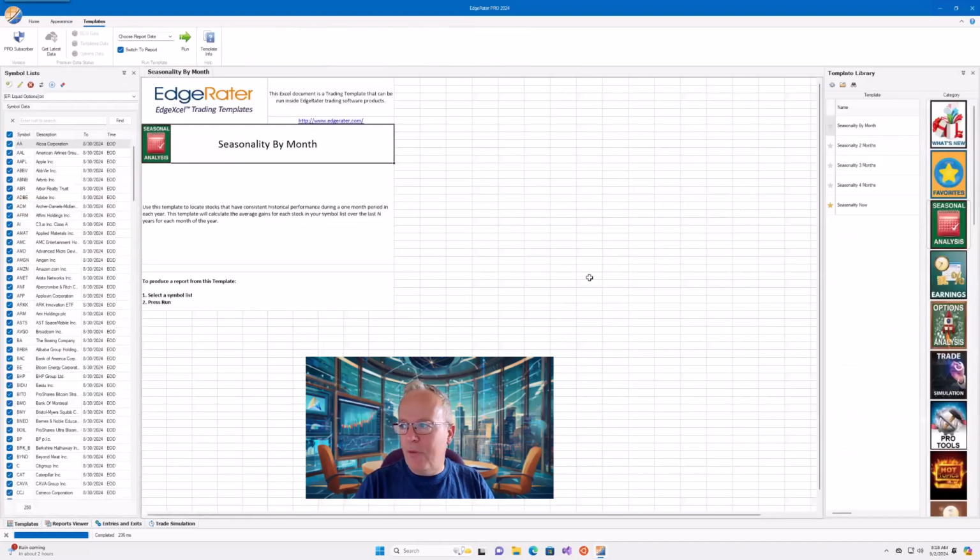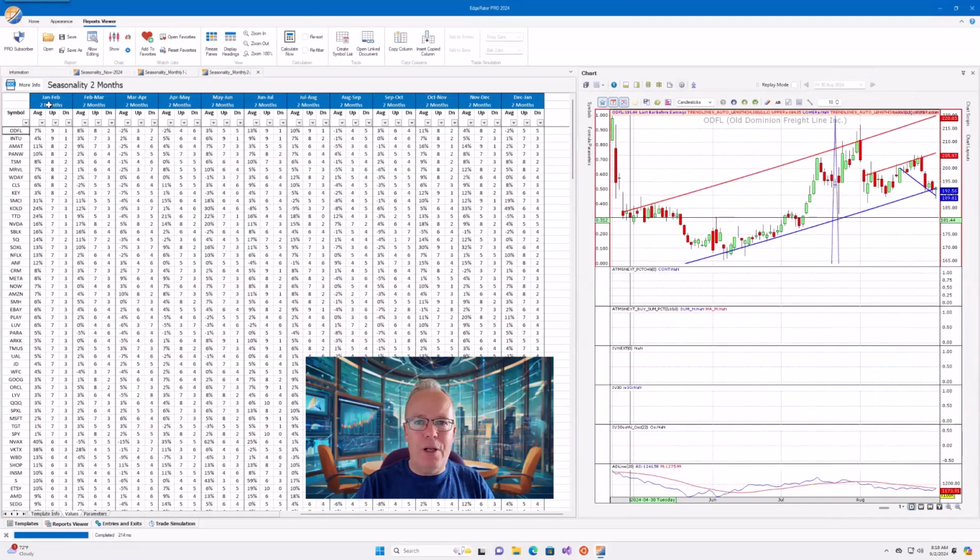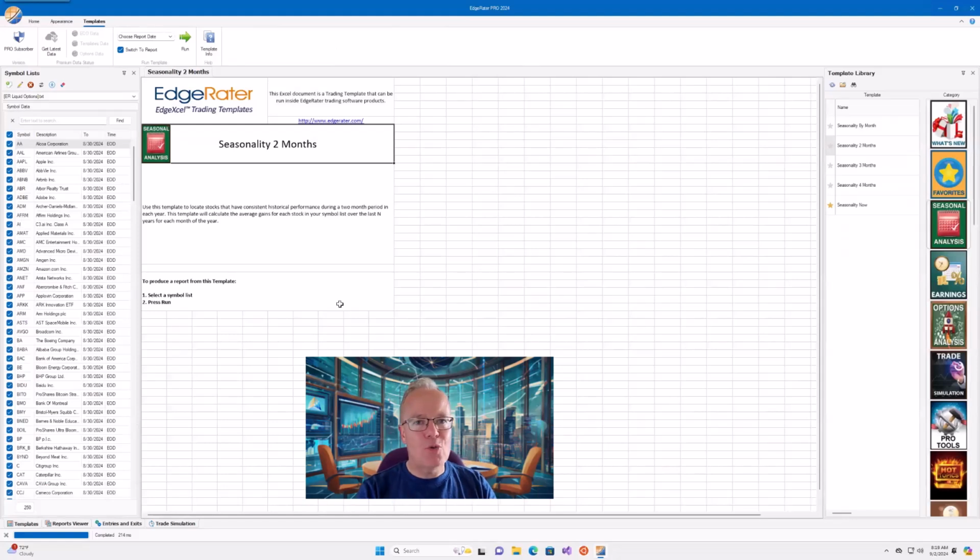And then there's a couple of others. Seasonality 2 months, 3 months, or 4 months, which basically take a 2 month period, 3 month period, and a 4 month period. So it would be like January to February, what's been good in that period, February to March, March to April, etc. And you get similar reports. These are really quick and easy reports to run, and it gives you a good sense of what is coming up in seasonality.